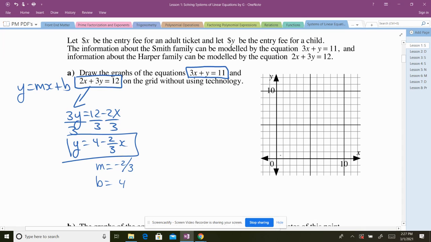So on the graph, we go to 4. 1, 2, 3, 4. Slope is -2/3, so down 2 over 3. I'm just going to do it again because I need to have an accurate line. There's our straight line, pseudo-straight anyway. And then I'm going to do the same thing for this line. I want y equals mx plus b. So the easiest way for this one is just move the 3x over.